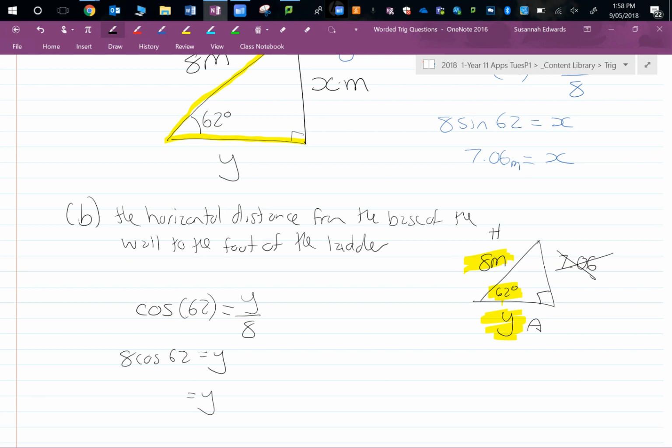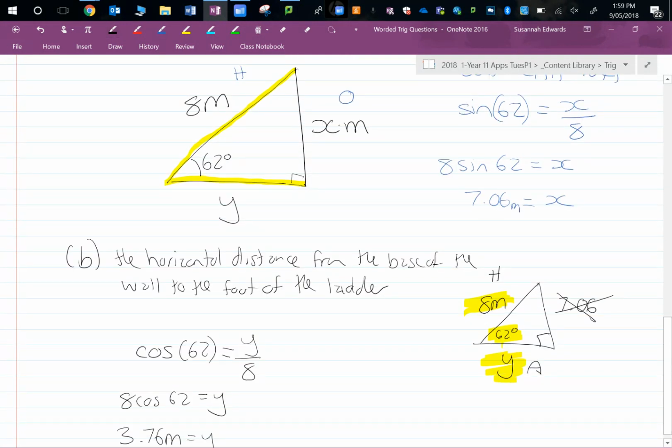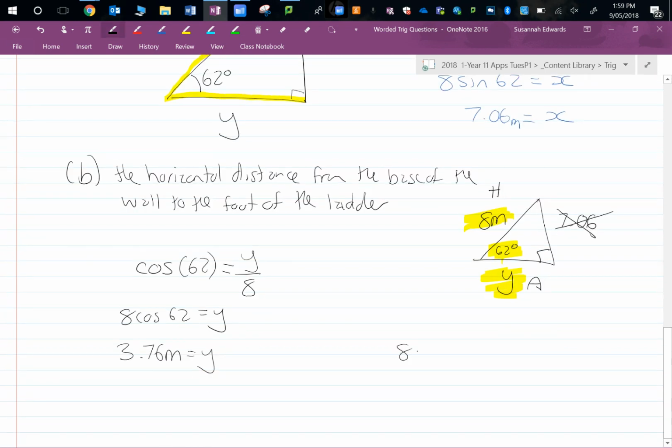Which someone's going to put in their calculator for me. Say it again. 3.76. All right, now, does that seem correct? So if we've got 8 and we've got 7.06 and we've got 3.76, does that seem right? Why? Good, because it's opposite the smallest angle, so it's going to be the smallest side, the 7.06 in the middle, and then the hypotenuse is the biggest one. So you can look at that and feel pretty confident in your answer. You guys okay with that?